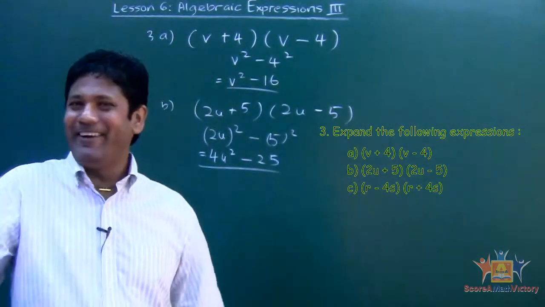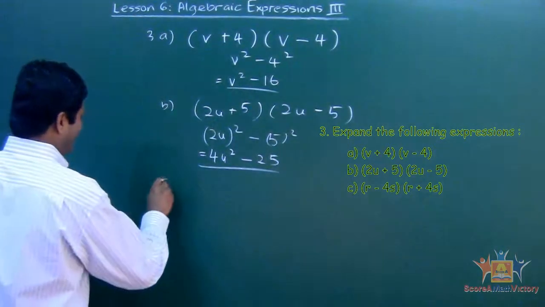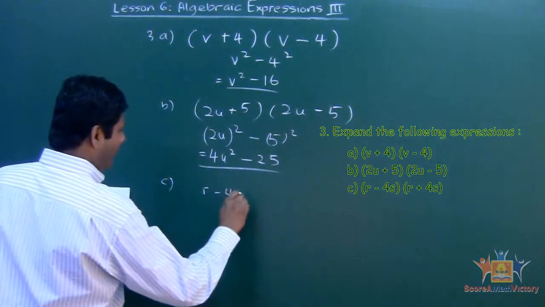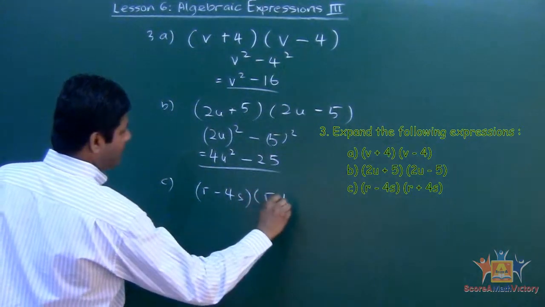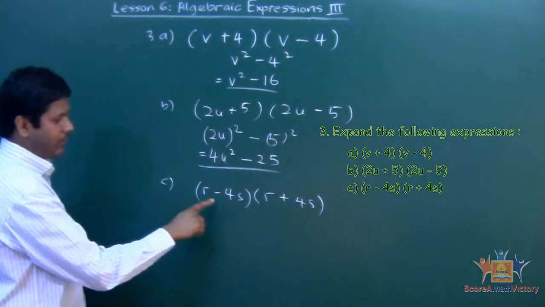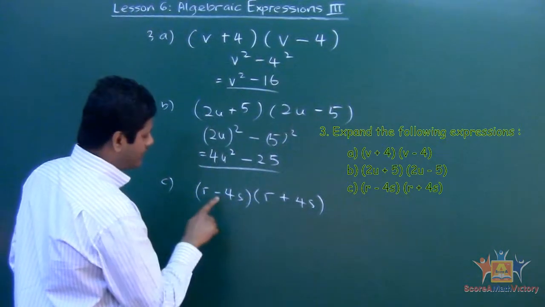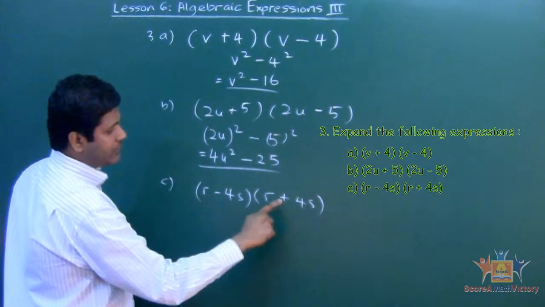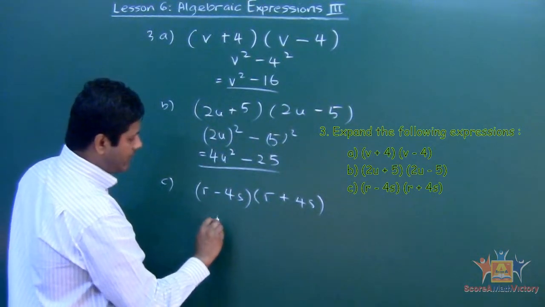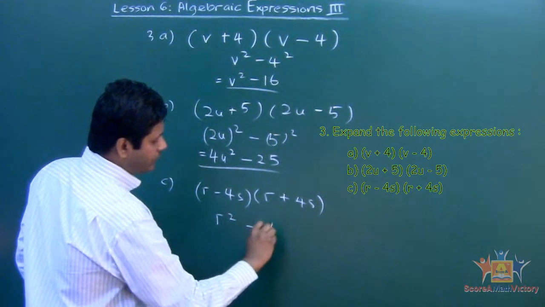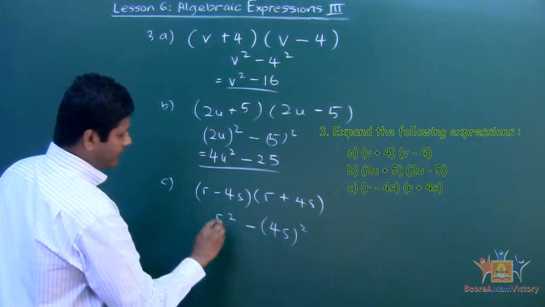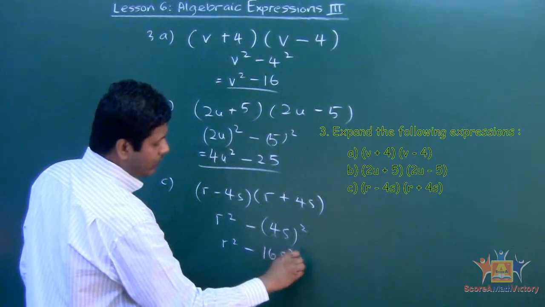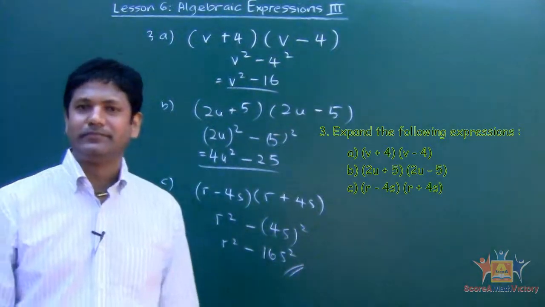Alright, let's do c. You're given r minus 4s, r plus 4s. It doesn't matter which arrangement, plus minus or minus plus, as long as you have r and 4s with a plus and a minus. So it's going to be r squared minus 4s squared, which makes it r squared minus 16s squared. That's it.